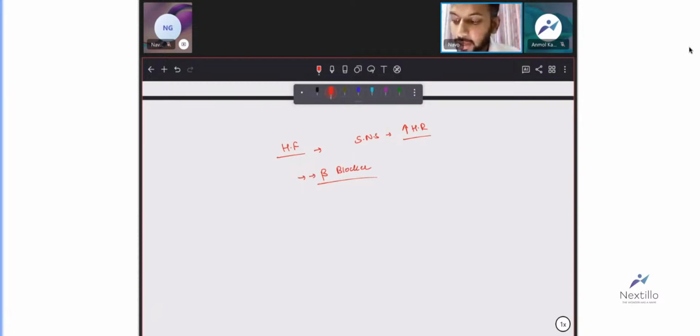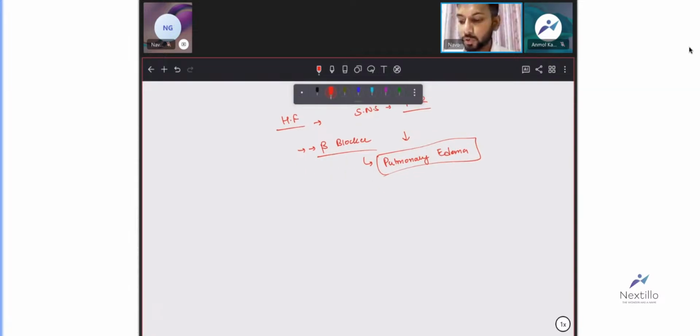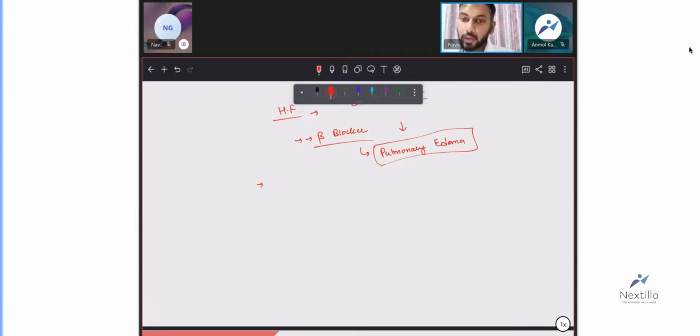Now, if we directly give beta blocker, it will reduce the heart rate. Whatever cardiac output we are getting will be lost. Yes, some of it will be lost. Now, more fluid will accumulate in the lungs and it will cause pulmonary edema. So, we should never give beta blocker directly when there is congestion. How can you know if the patient is having congestion or not? You can check for IVC diameter. If the IVC diameter is more, that means the patient is congested. Congested meaning there is a lot of volume overload.